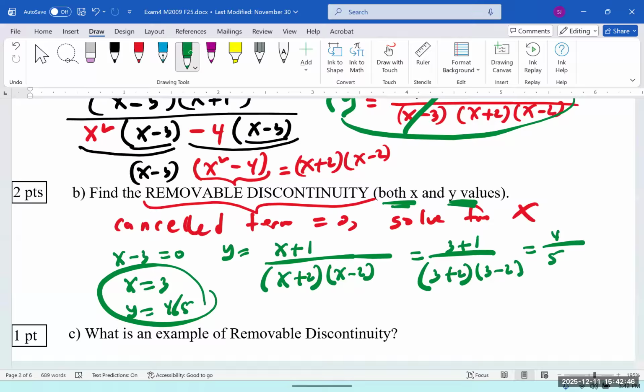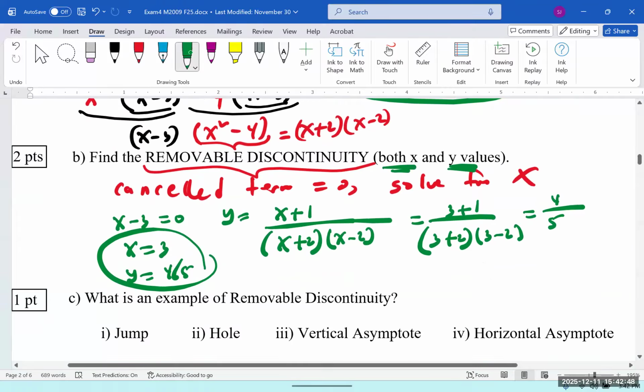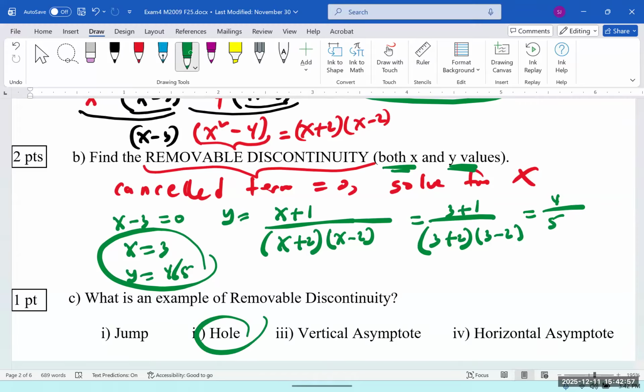What do we get from the removable discontinuity? Do you get a jump, hole, vertical asymptote, or horizontal asymptote? Hole. That's why you need x and y, because a hole is a point.